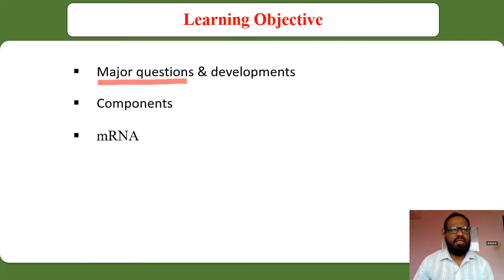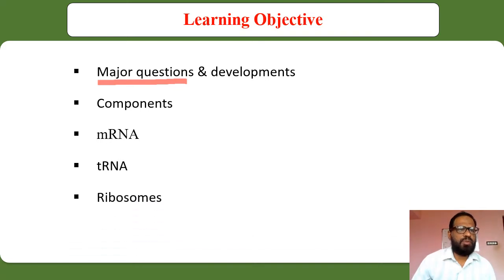The second important thing is that we are going to discuss the different types of components. Protein biosynthesis is a highly complicated mechanism. So many different types of proteins are involved, so many different types of enzymes are involved, and so many different types of RNAs are involved, and we are going to discuss all of those in this video. We are going to discuss what exactly mRNA is, what tRNA is, what ribosomes are, and what the significance of ribosomes is in protein biosynthesis.